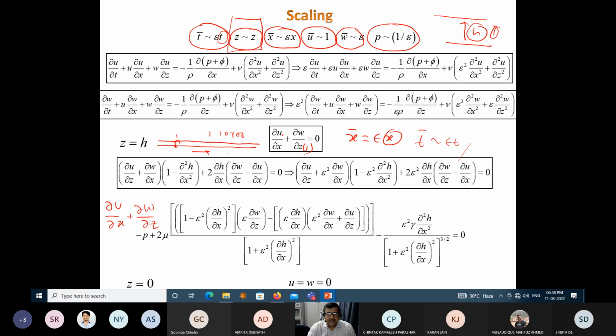But W, this velocity, is very small because your velocity is essentially in the X direction. So W you can consider to be epsilon. Now you can consider U to be 1. If that is the case, then what will be X? If you really need to maintain mass balance, what should be X? Around 1? Then mass balance will not be there.